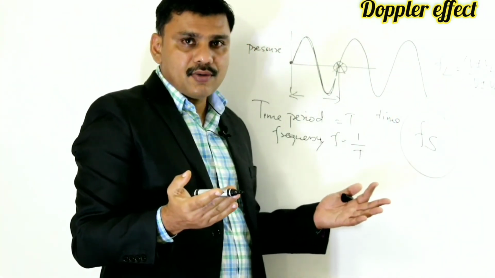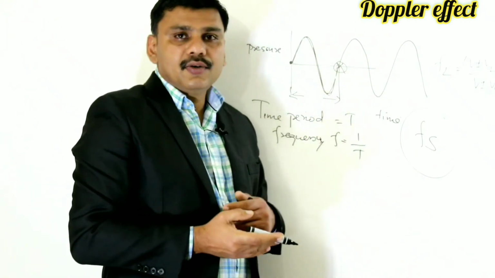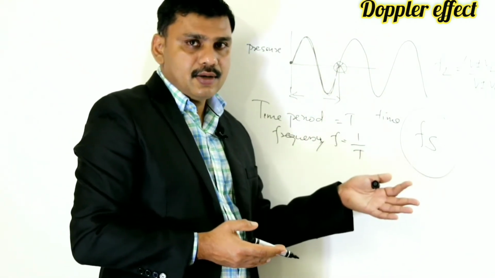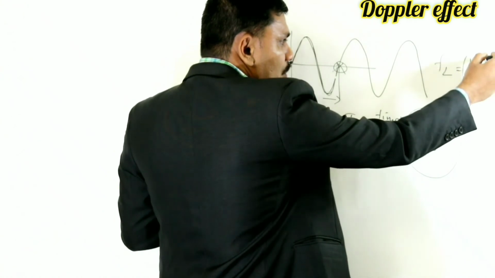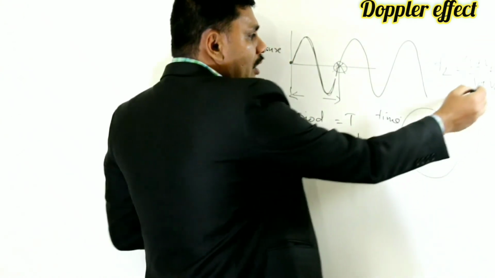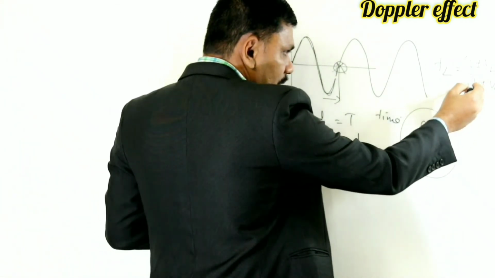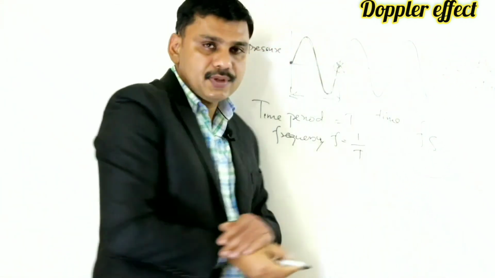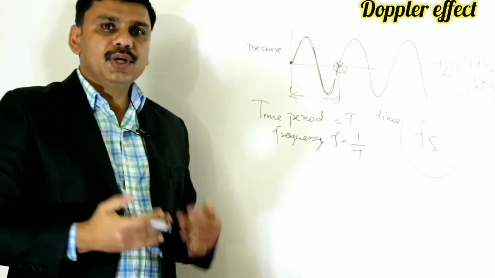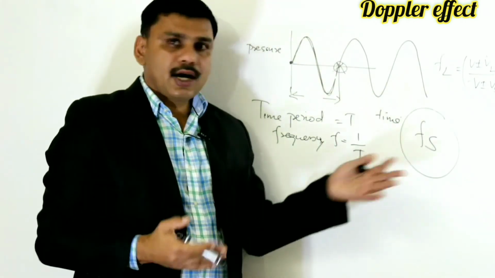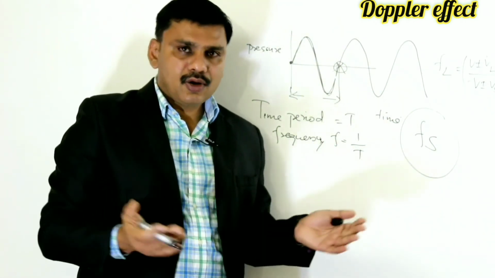If the question asks what is the value of the frequency heard by the listener, or they can ask what is the velocity of the listener, or what is the velocity of the source, or you can find out what is the velocity or speed of the sound. So depending upon the value given, the unknown value will change.